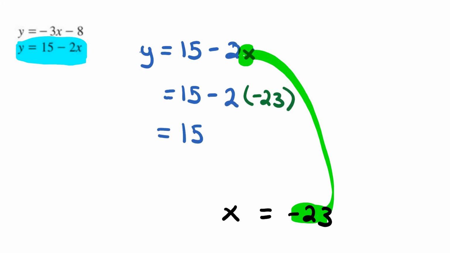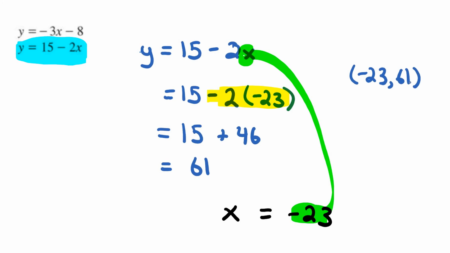All right, so that's what substitution is. That's called substitution there. So now you need to calculate negative 2 times negative 23, and that's going to be positive 46. So 23 times 2, yeah, 46. So then 15 plus 46 is going to be 61. All right, so my final answer is going to be negative 23, comma 61.